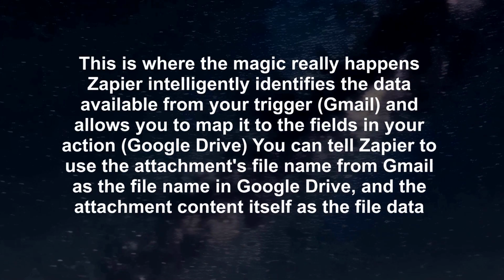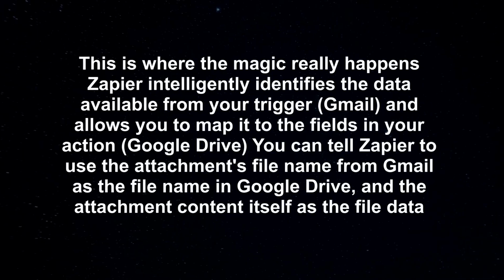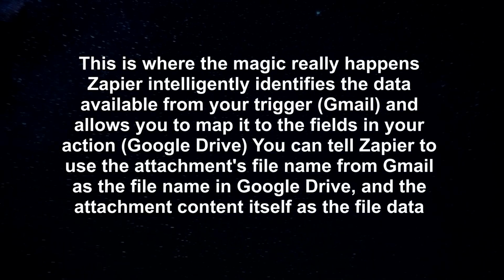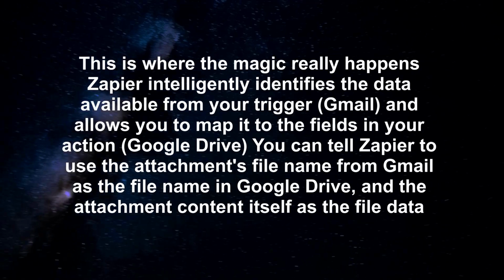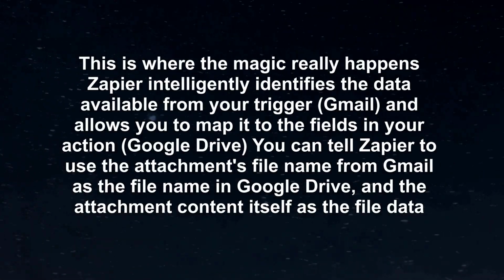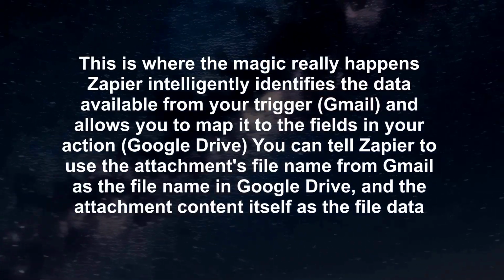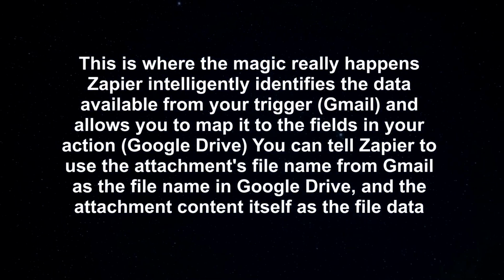This is where the magic really happens. Zapier intelligently identifies the data available from your trigger, Gmail, and allows you to map it to the fields in your action, Google Drive. You can tell Zapier to use the attachment's file name from Gmail as the file name in Google Drive, and the attachment content itself as the file data.